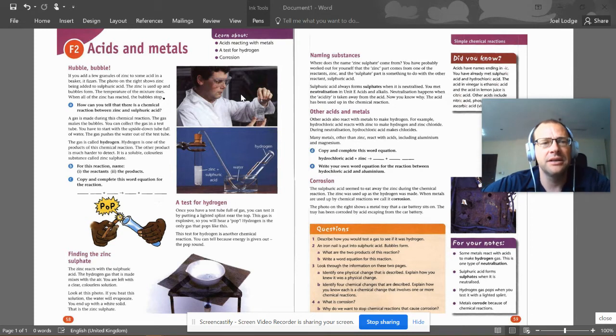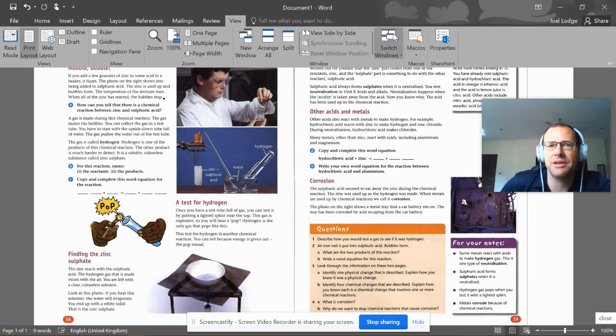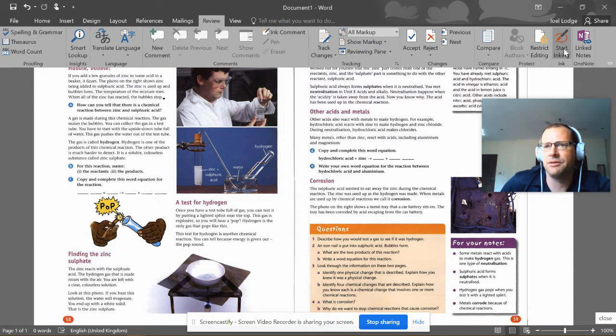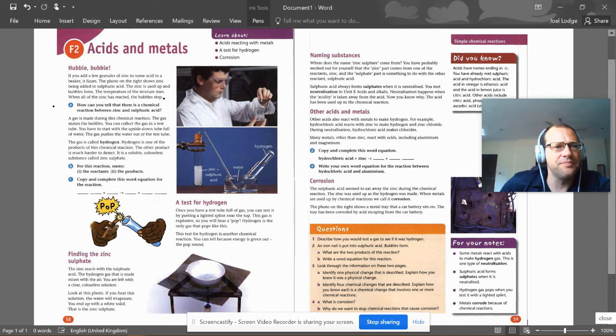The next lesson next week with a bit of background knowledge on our specific reactions. What we're looking at today is acids and metals. So it's a chemical reaction again, not a physical change, right? And we're going to go through this double page spread. I'm going to go through the questions and the answers with you so that we know how to answer them, and we can then write down the question and the answers in our books.